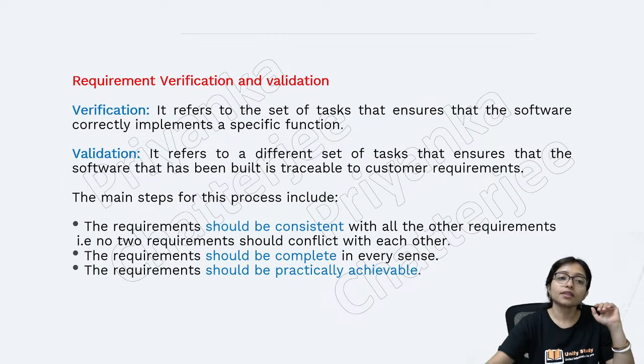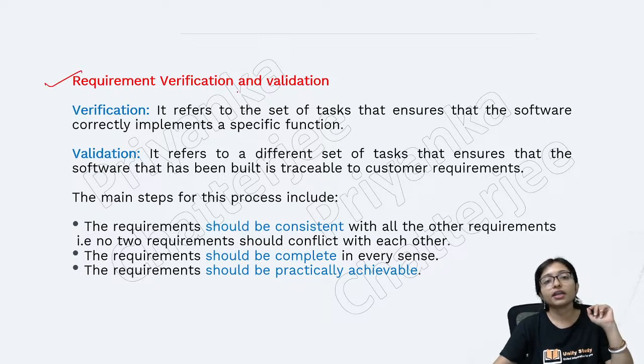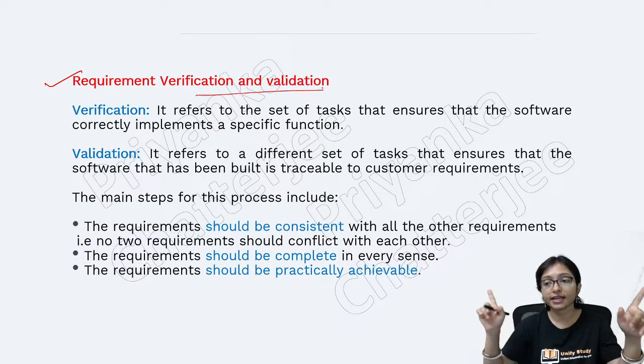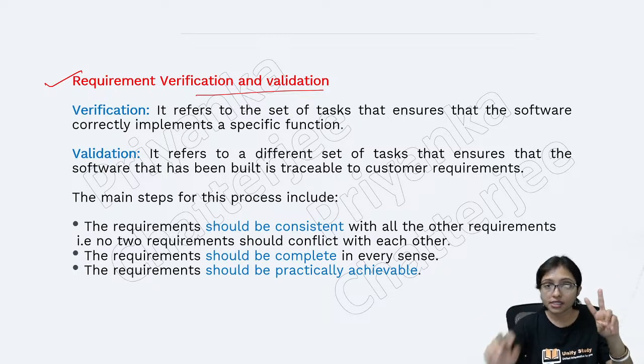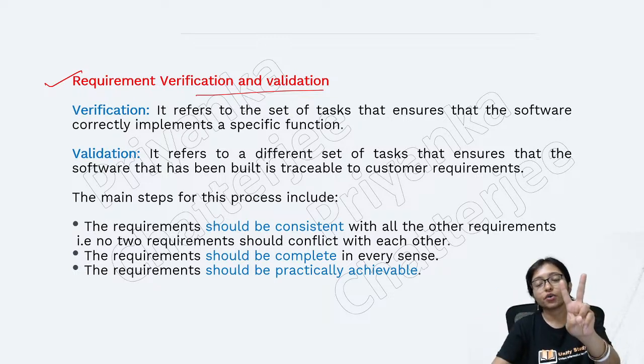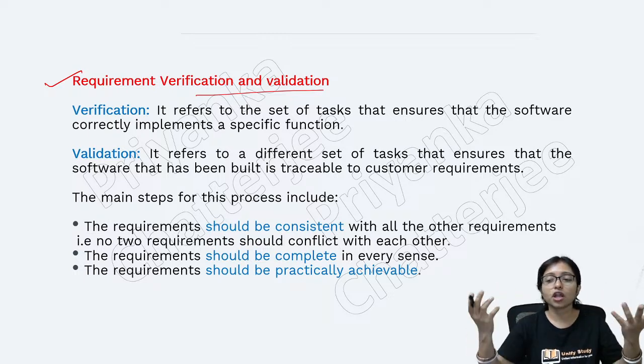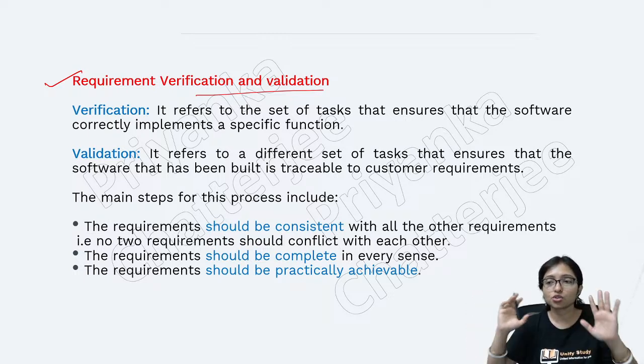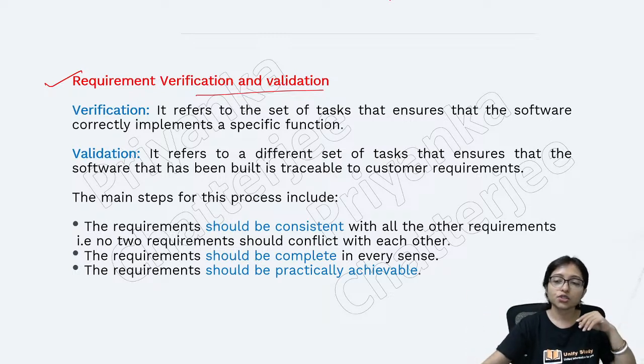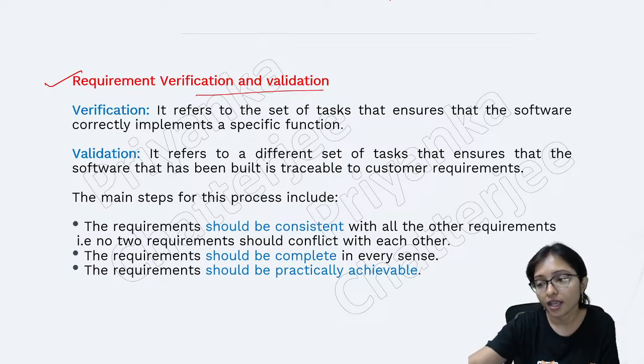Okay, next one is requirement verification and validation. Now tell me, just now we learned 2 methods: requirement elicitation and requirement specification. Quickly, can you tell me what models were there in these 2 methods? Try to recall. Are you able to recall what the models were?